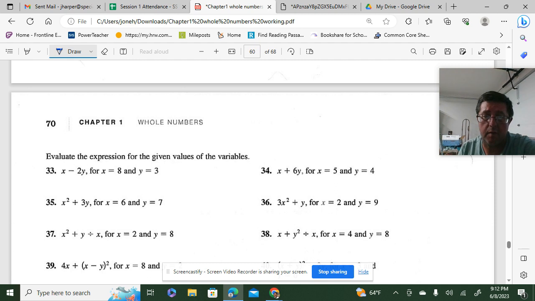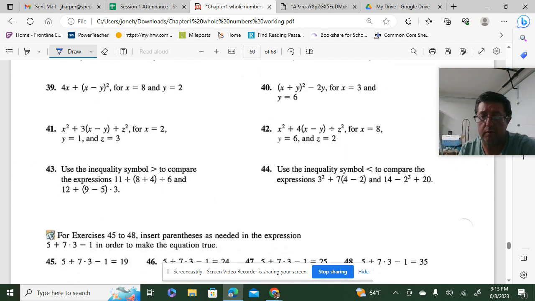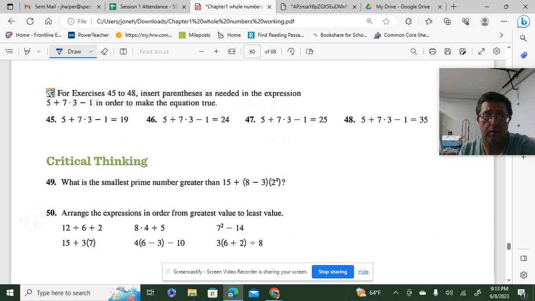Again, we're just doing the same things. x minus 2y. x equals 8. What is y? y equals 3. So we go 2 times 3. Now we have to do the 2 times 3 first. So we just end up doing 8 minus 6 equals 2. So again, you're just plugging the numbers in. I don't want to do all these for you guys because this is a lot of work.